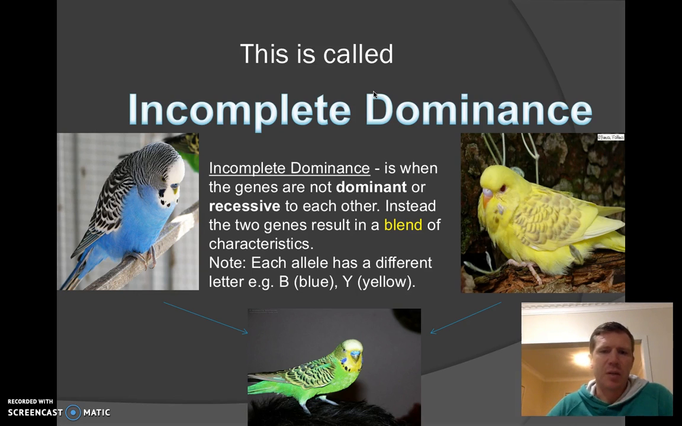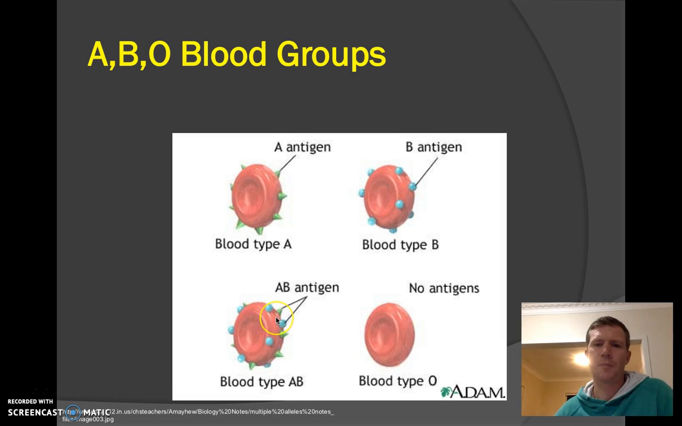The budgerigar is a good example because you can see very clearly you've got blue and yellow and you end up with green. In this case we actually use different letters for the genes. So instead of having big B and little b, we end up with capital B for blue and capital Y for yellow.